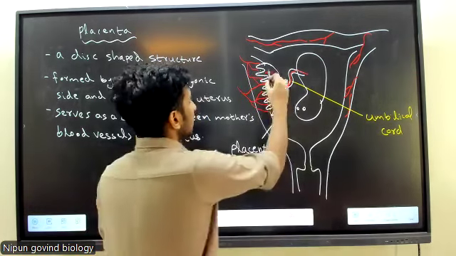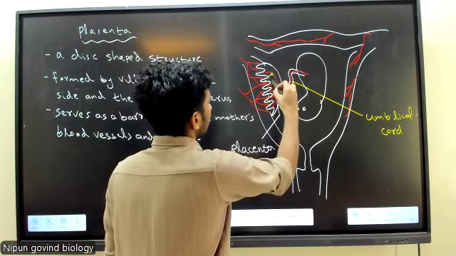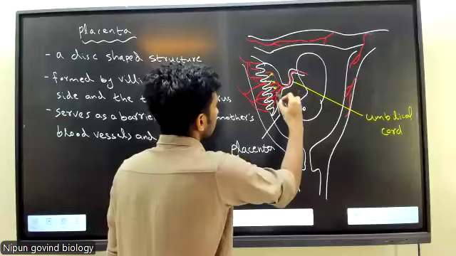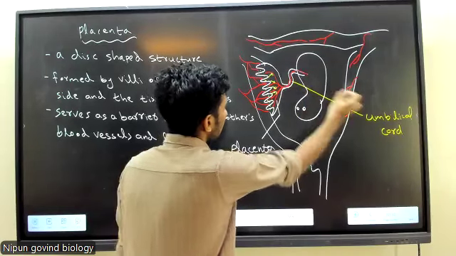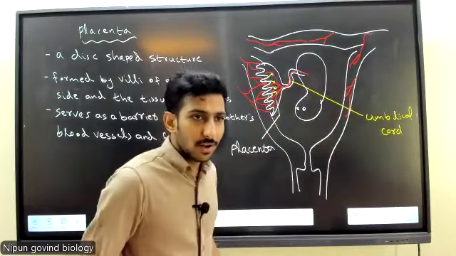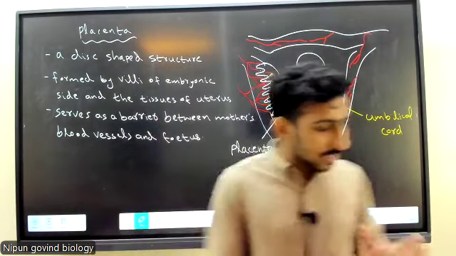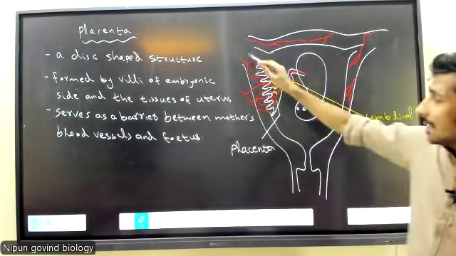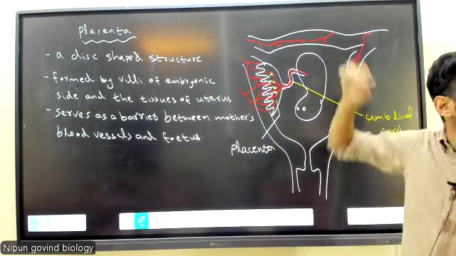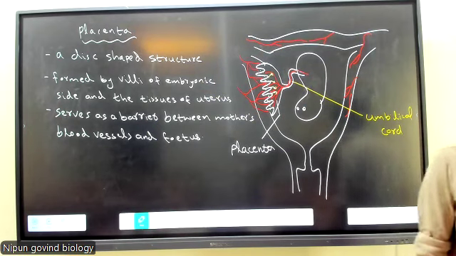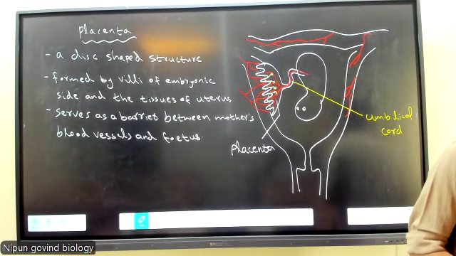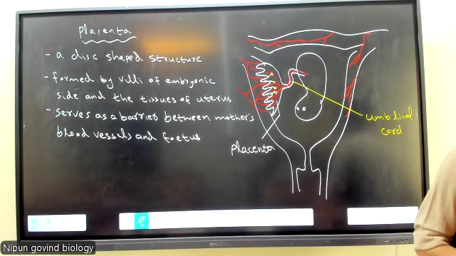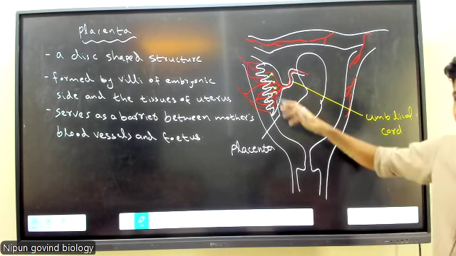Okay, from the placenta the nutrients are taken by the blood vessels of the fetus and carried into the baby, into the fetus. Understood? Once again, the placenta serves as a mediator. Mother's blood vessel delivers nutrients in the placenta.